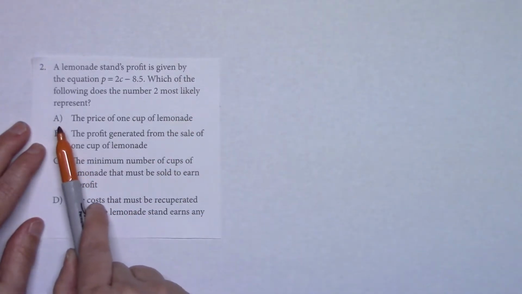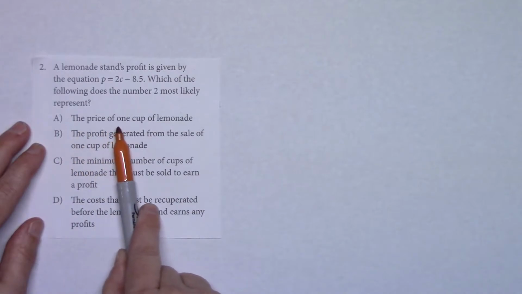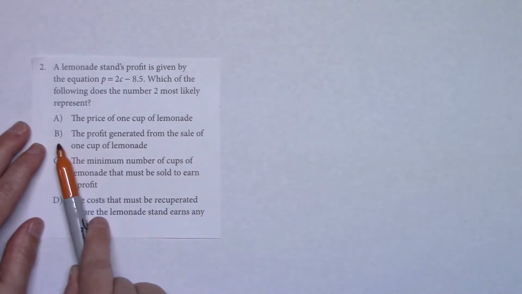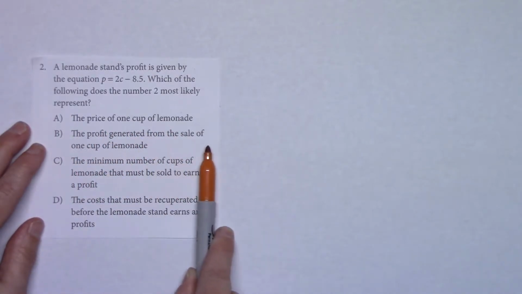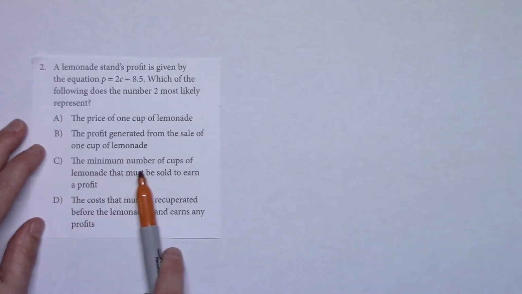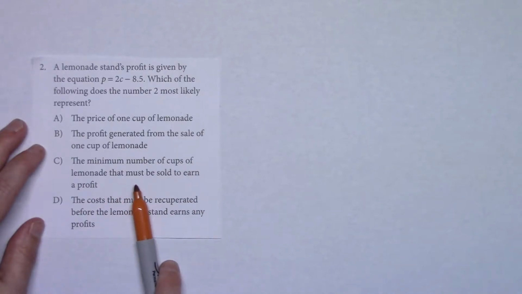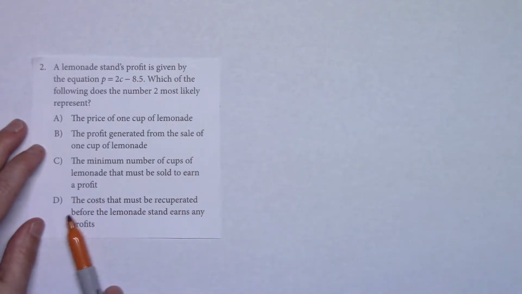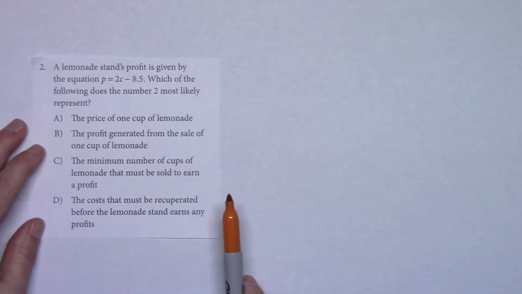Alright, so if we read each one of these: A, the price of 1 cup of lemonade; B, the profit generated from the sales of 1 cup of lemonade; C, the minimum number of cups of lemonade that must be sold to earn a profit; and D, the cost that must be recuperated before the lemonade stand earns any profits.